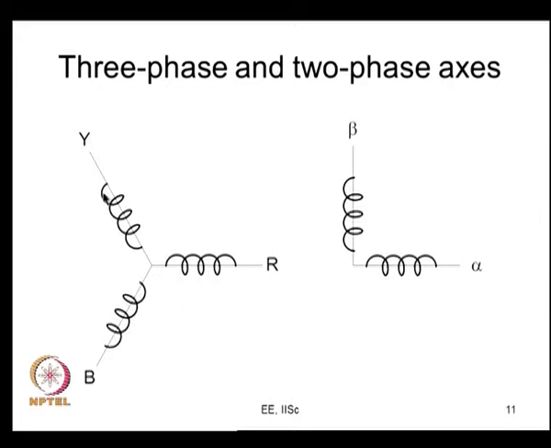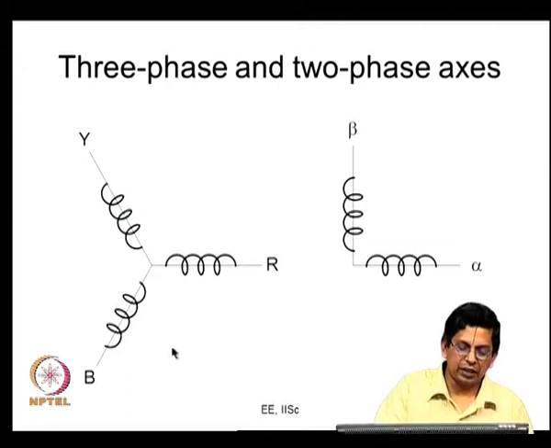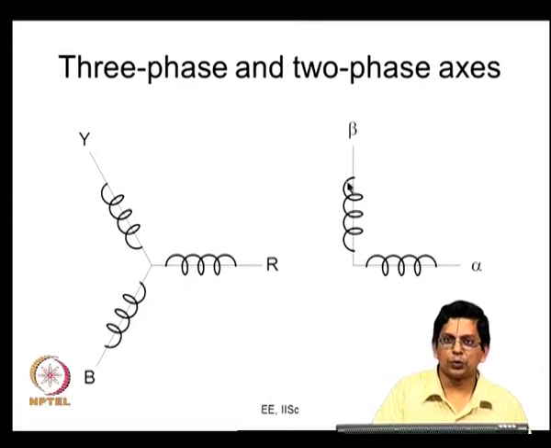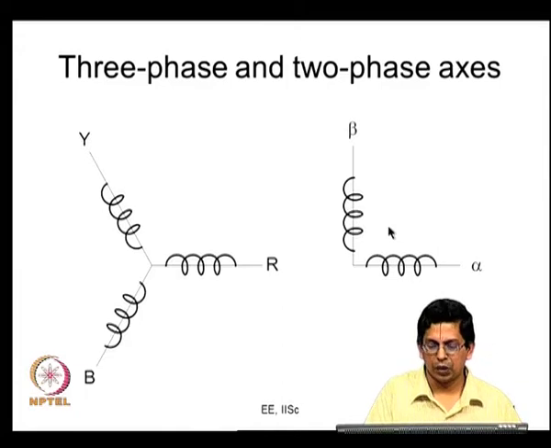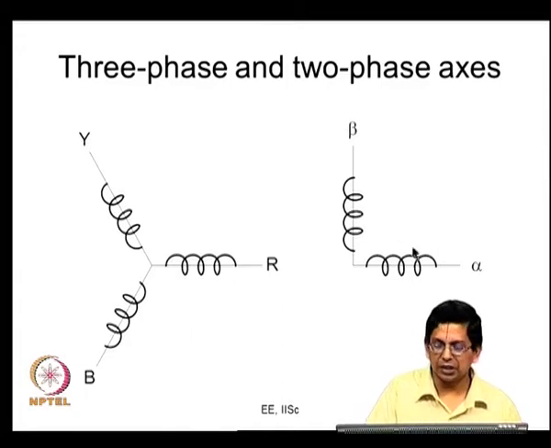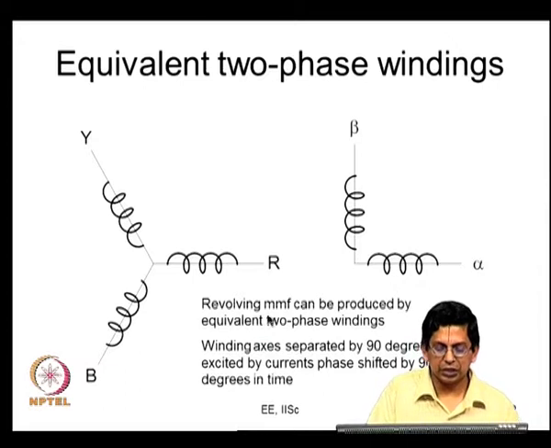And for the purpose of analysis, we have a machine which has 3 windings along 3 axes like this. It is possible to think of the machine as one having just 2 windings, call them alpha and beta, along these 2 axes. What we have seen before is that we can excite this with 3 phase voltages. Here we can excite them with so-called 2 phase voltages or 2 phase currents, both sinusoidal at the same frequency, with a phase shift of 90 degrees. So, a 3 phase machine can be seen as an equivalent 2 phase machine.